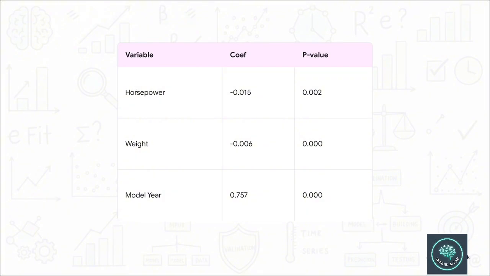But check out the p-value column. We want these numbers to be tiny, typically under 0.05. And they are. They're all incredibly close to 0. This definitively proves the significance of our variables. They aren't just random flukes, they legitimately drive fuel efficiency.